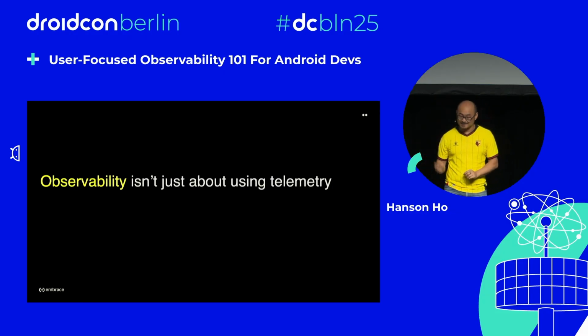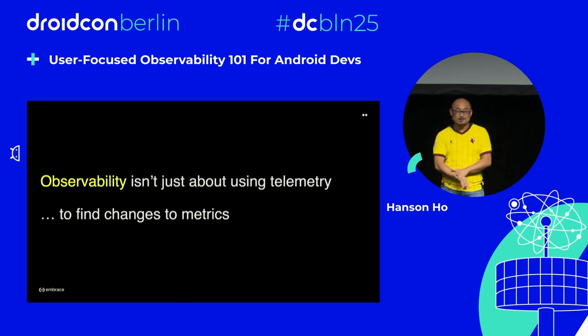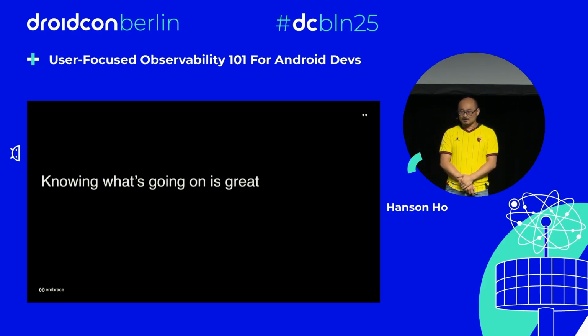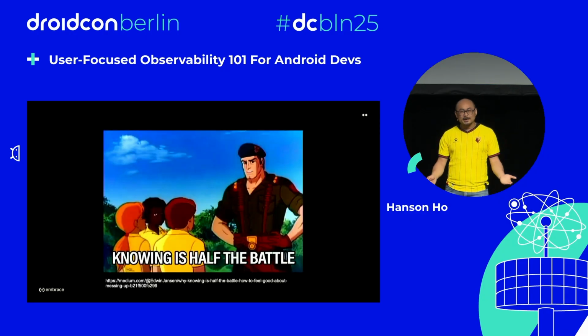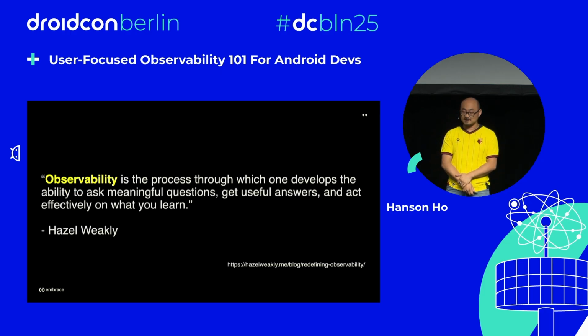It's also not ways to find changes to metrics in production. That is just monitoring. P50, app startup time, all that stuff. It gives you an idea of what's going on in the aggregate. And knowing all that is great. Information about what's happening in your app is fantastic. You need that. But knowing is only half the battle. Observability is about explaining telemetry changes.